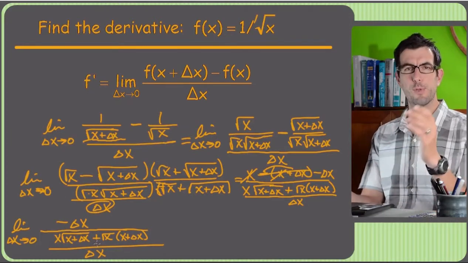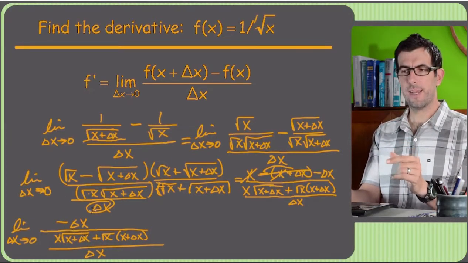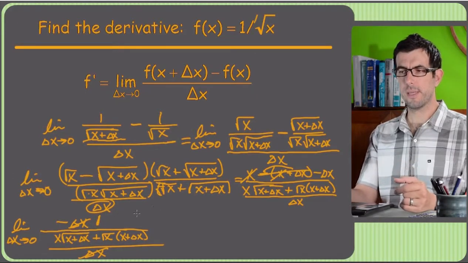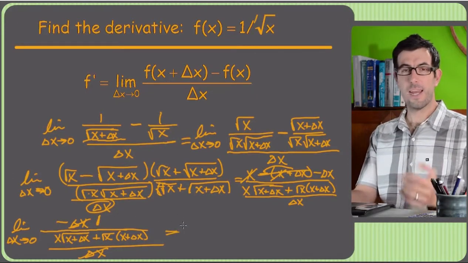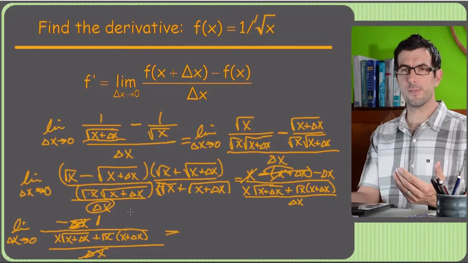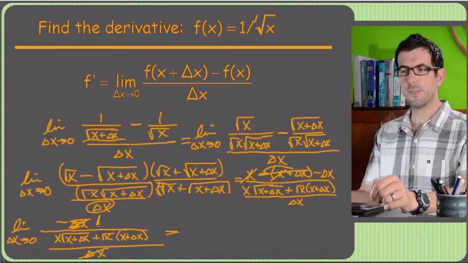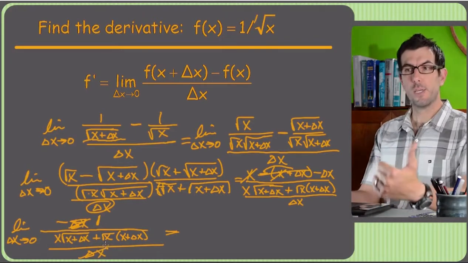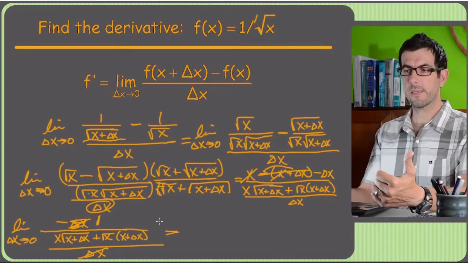Now I was lost in the woods there for a while, but what ended up happening? That cancels that, so it's negative 1 over this thing. I don't know if this is indeterminate now or not, but it can't be because there's no longer a delta x upstairs, so there's nowhere to plug in and get 0 for the numerator. The point is that as soon as you cancel delta x's, you want to try plugging in 0 for delta x.